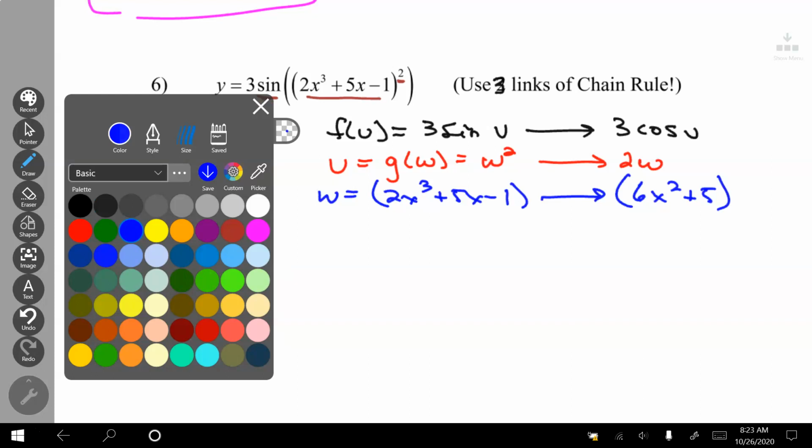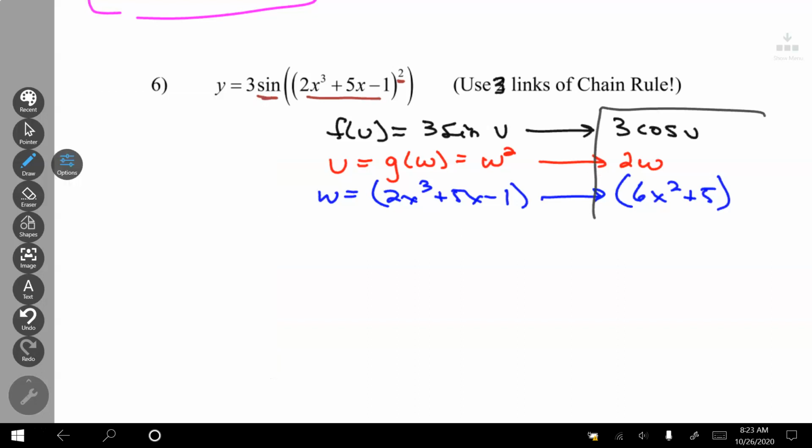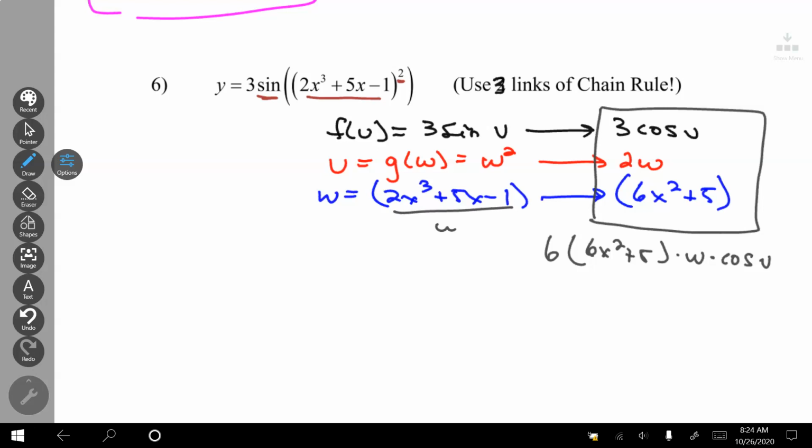So I'm multiplying these 3 links. I do the coefficients first. 3 times 2 is 6. I usually go from the bottom to the top. 6x squared plus 5 times w times cosine of u. And remember, this is the w, and this is the u.